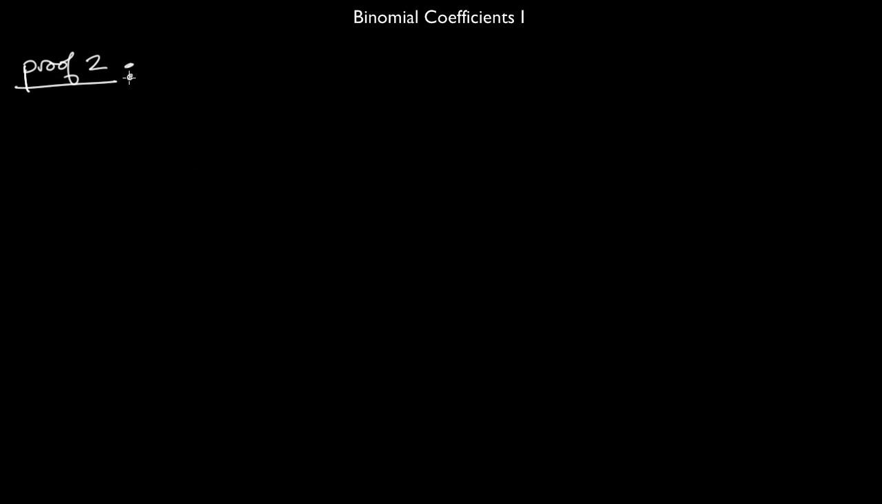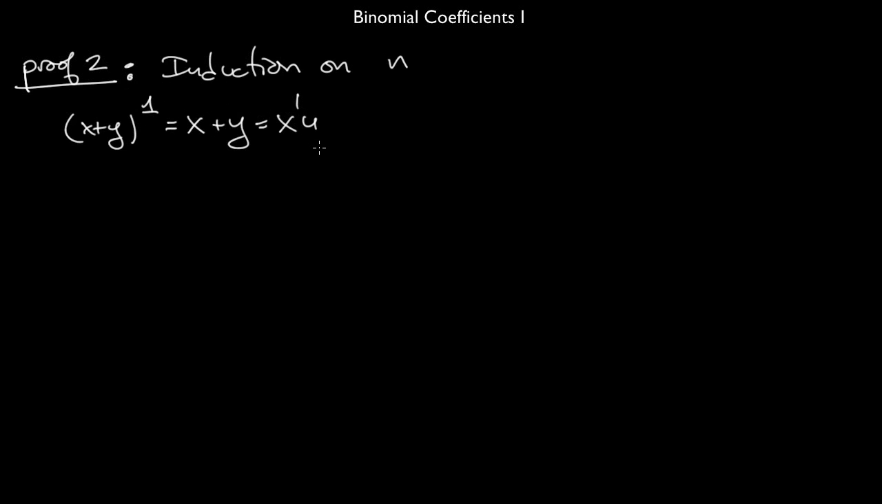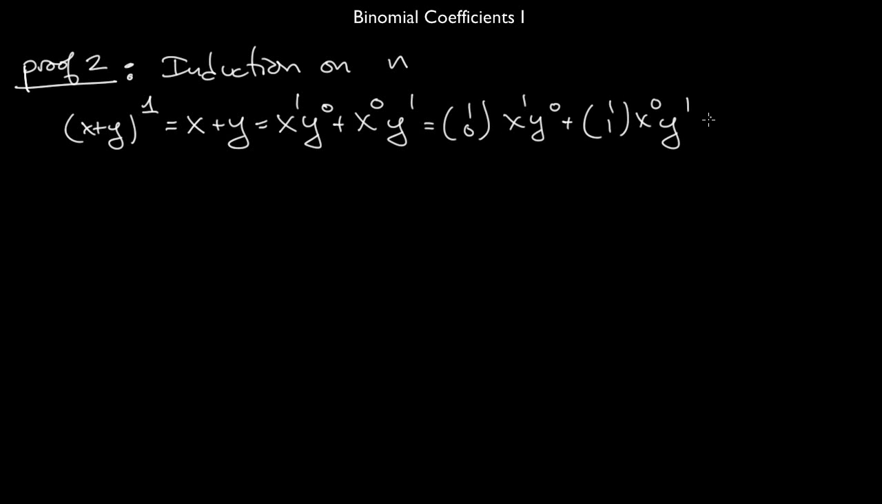Okay, well, here's another proof. I always like to give two proofs if I can. This is a more computational proof. I'm going to proceed by induction on n. Well, let's check the case of 1. x plus y to the 1 is x plus y, which is x to the 1, y to the 0, plus x to the 0, y to the 1, which is 1 choose 0 times x plus 1 choose 0 times y. So that's the correct formula in the case when n is equal to 1.